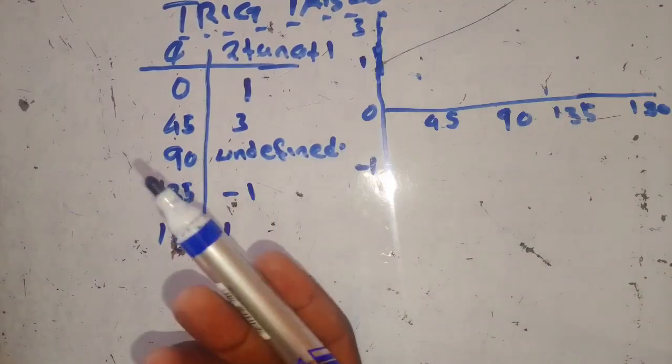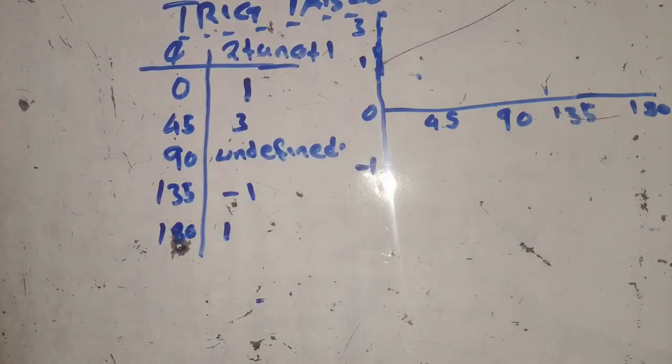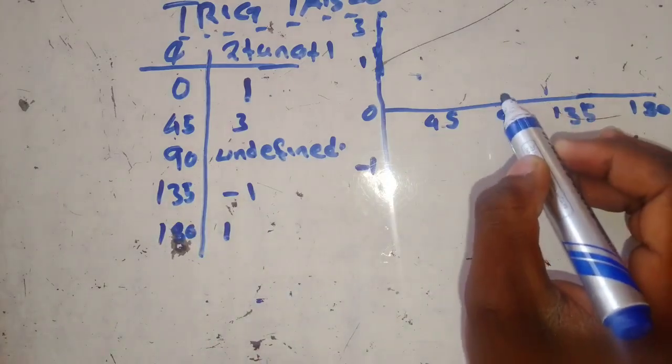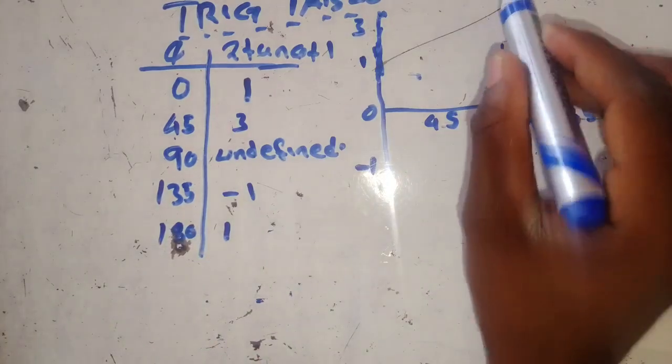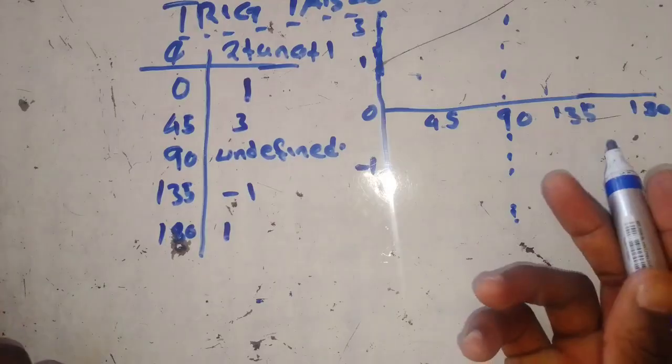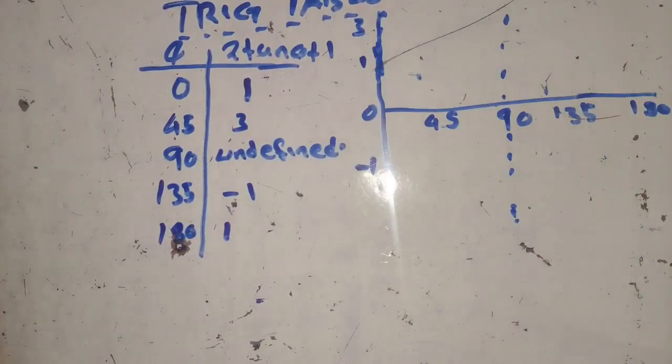So you can now start. First of all, before you start, remember the asymptote. You draw the asymptote where it is undefined, and it is undefined here. So we're going to have our asymptote on 90. If it's on 135, you draw the asymptote on 135. This doesn't mean that your graph is going to have only one asymptote line. Sometimes it even goes up to 4 asymptote lines.